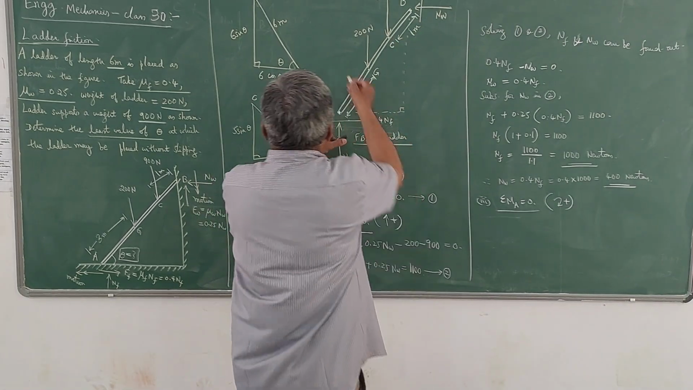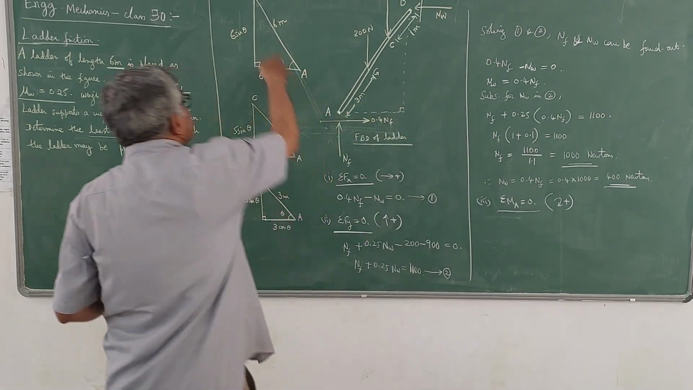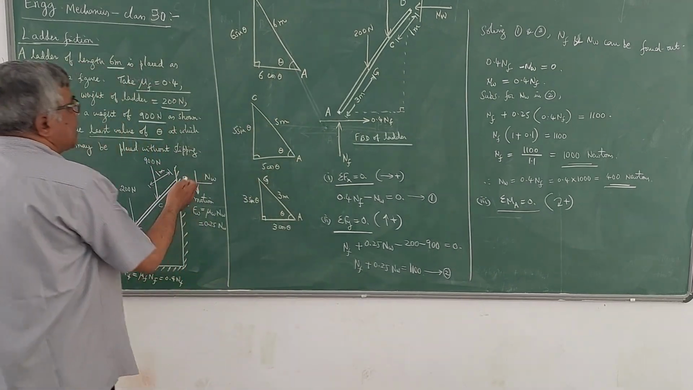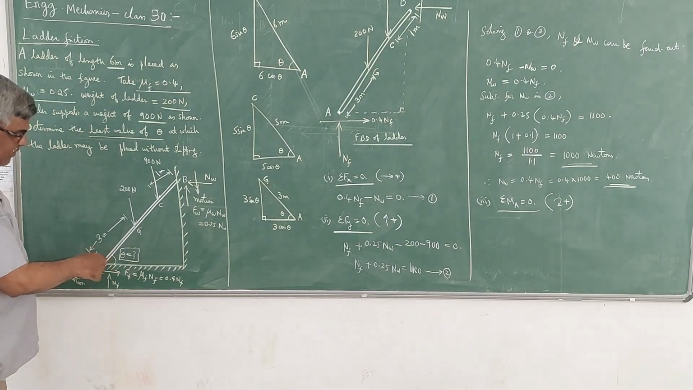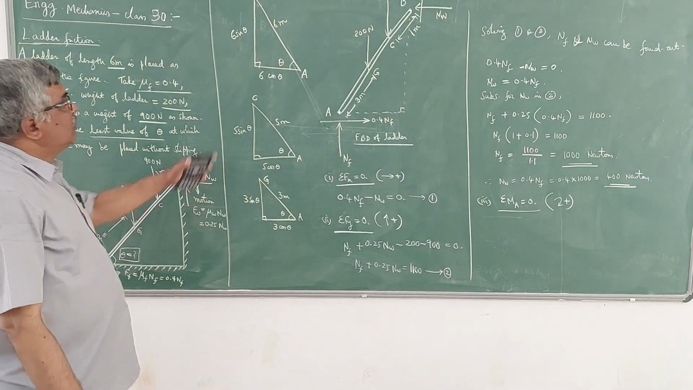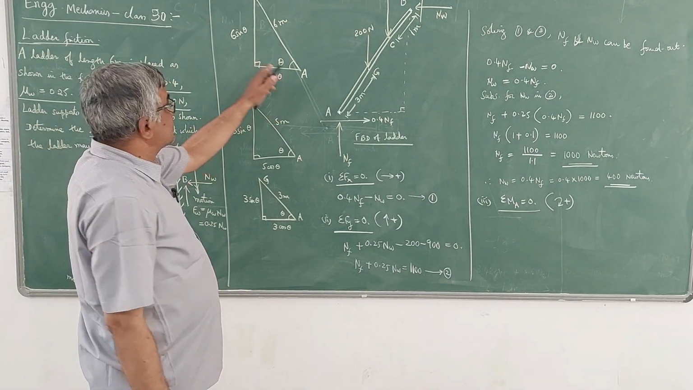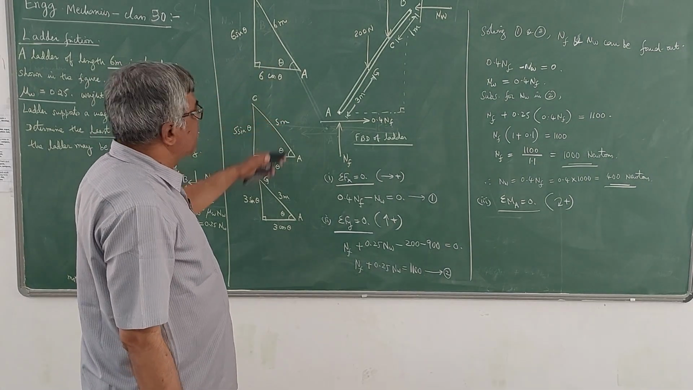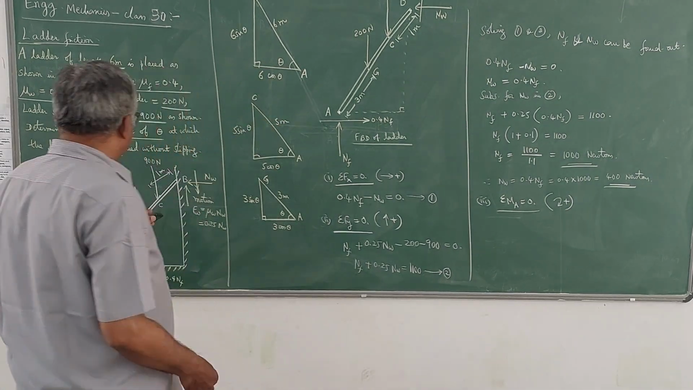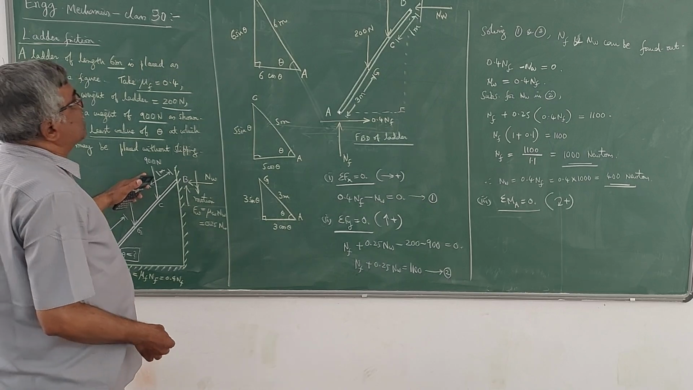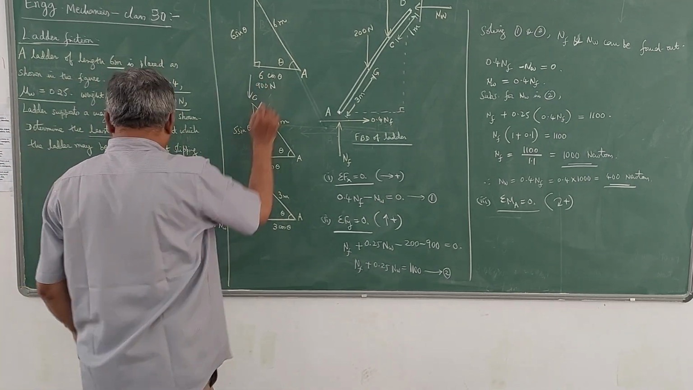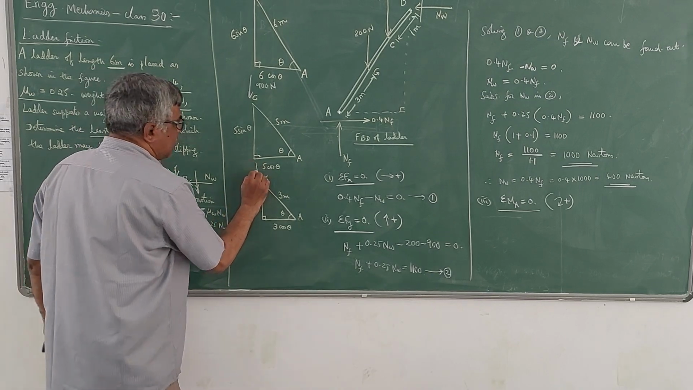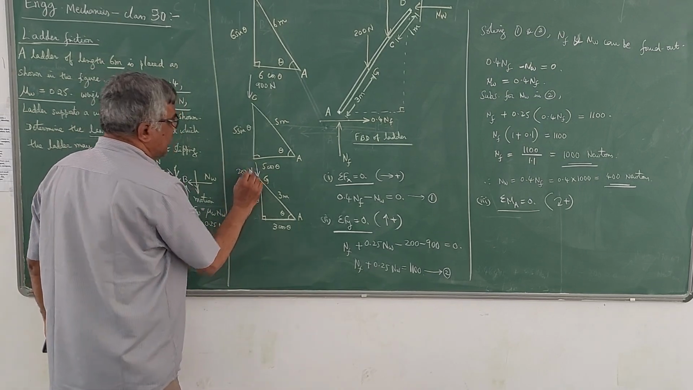Now I will consider this. I have written the ladder like this, but it doesn't matter whether I take the ladder like this or like this. Anyway, the angle theta remains the same with respect to horizontal. Only thing is I get the horizontal distances and vertical distances from the point A. Now you can see here at the point C you have a 900 Newton load, and at the point D you have a 200 Newton load, the weight of the ladder.